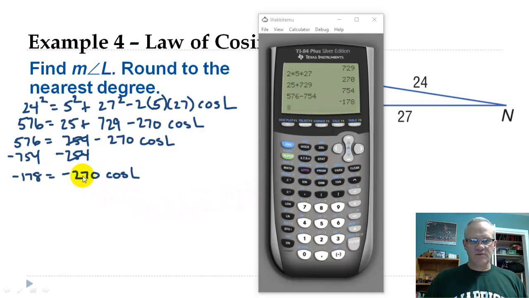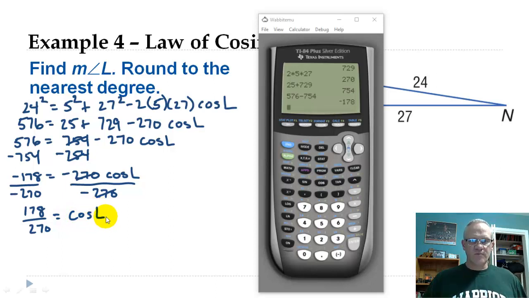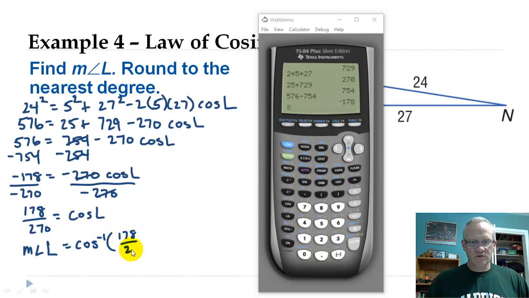Okay, remember, so we have something being multiplied times the cosine of L. So let's divide by that number. Divide by negative 270. And so let's just do this. The negatives will cancel out. So let's just call this 178 over 270 equals the cosine of L. And then remember what I said before. We have the cosine of L, and so remember, how do we get L by itself? Let's move this cosine over, and remember that's going to be the inverse cosine there. So I'm just going to switch the order here. We're going to find angle L here. The measure of angle L will equal the inverse cosine of 178 over 270.